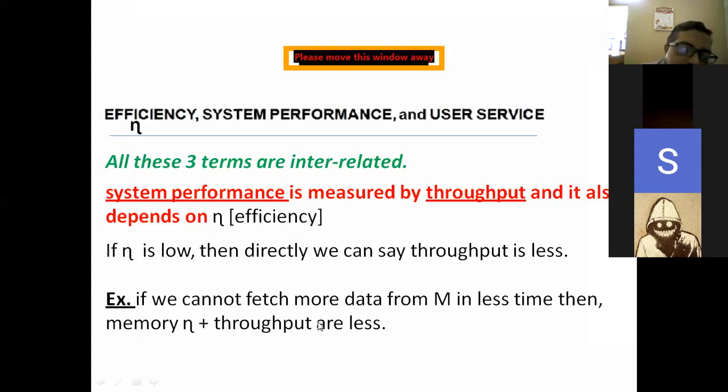So now let us see the definitions and the related concepts of efficiency, system performance, and user service individually. But the general points here, what I can note down from this slide, are that efficiency, system performance, and user service are all interrelated. And if efficiency is low for any circuit, design, or module, then throughput will also be less.